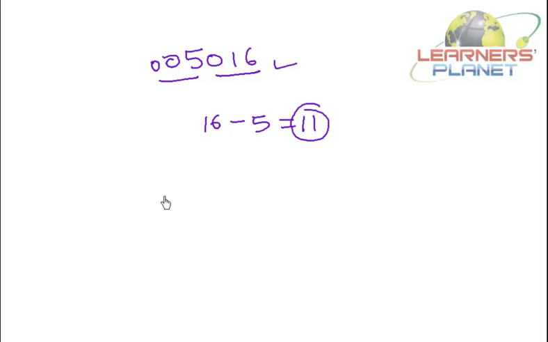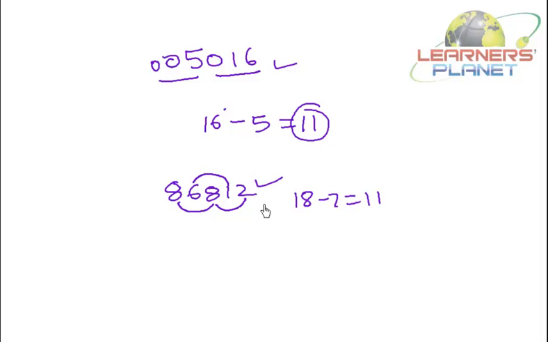Now let's take one more example. It is 86812. We can apply any of the divisibility tests. Let's apply both divisibility tests on the same number. In this case, 8 plus 2, 10, plus 8, 18, and 6 plus 1, 7. So 18 minus 7, we are getting 11. So this number is divisible by 11.